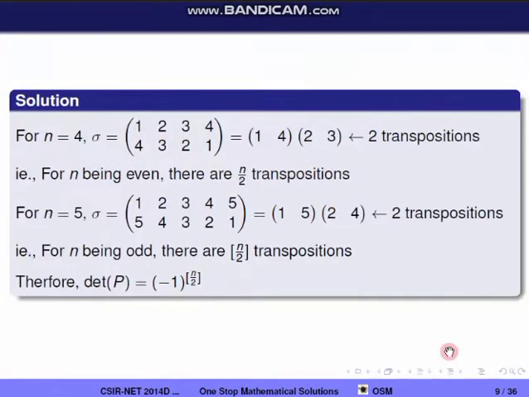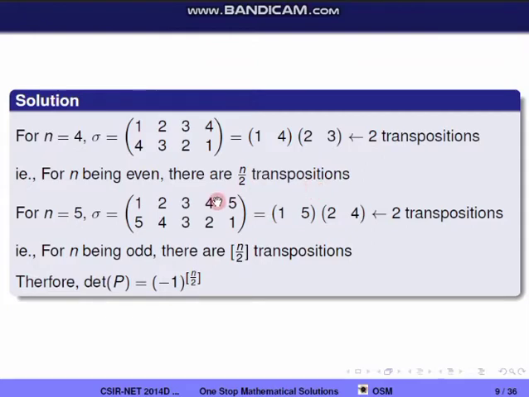So now we'll check for the case of n being even and n being odd. Let me take n equal to 4. Then sigma can be written as 1, 2, 3, 4, and 1 is mapped to 4, 2 is mapped to 3, 3 is mapped to 2, 4 is mapped to 1. So I can write this permutation as a product of transpositions. Here 1 is mapped to 4, 4 is mapped to 1, so the first cycle is closed. Next 2 is mapped to 3, 3 is mapped to 2, the second cycle is also closed. So sigma is equal to a product of two transpositions. Therefore, for n even, there are n by 2 transpositions.